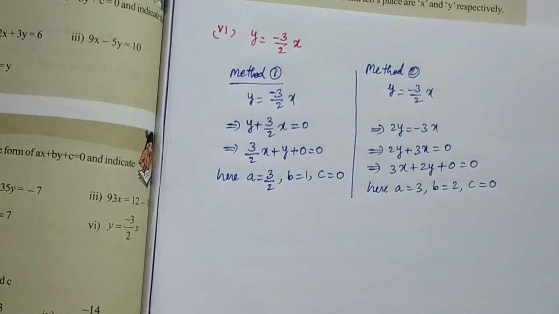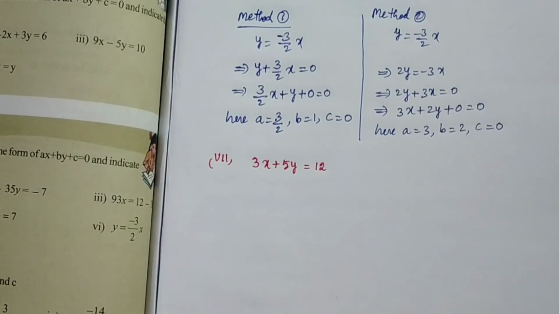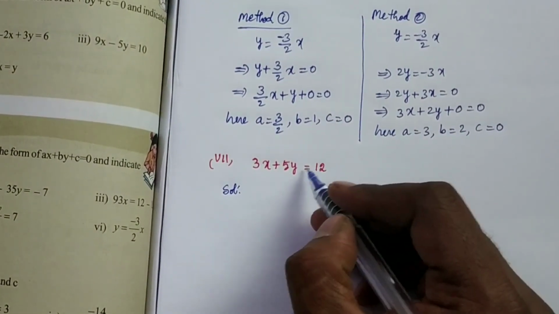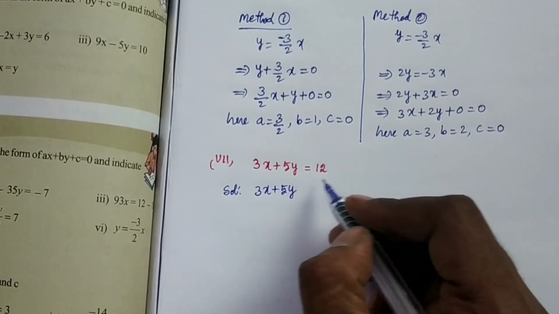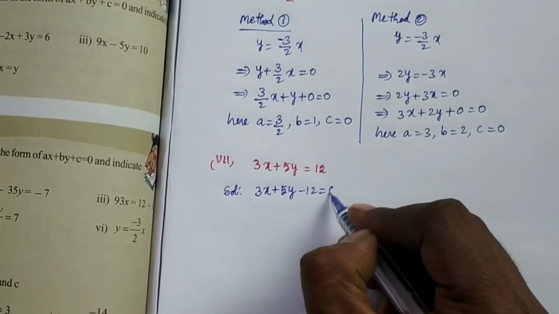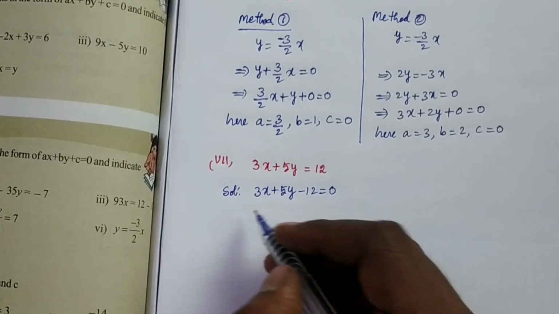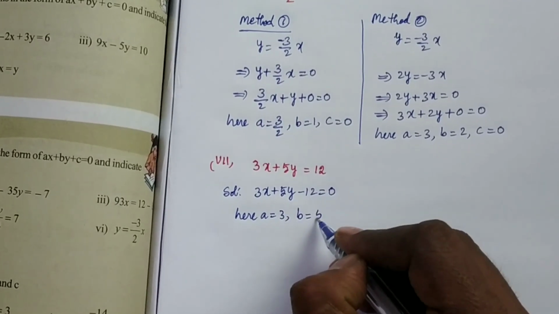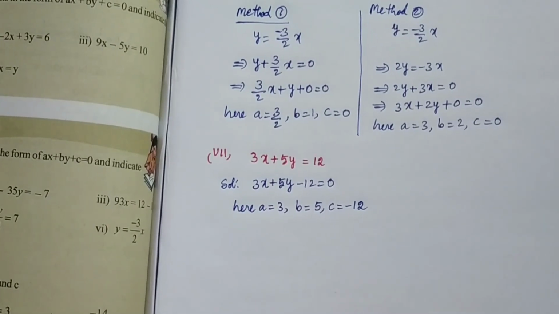So you can choose any one of these methods. Next one is 3x plus 5y is equal to 12. Now write it in the form of ax plus by plus c is equal to 0. Send 12 this side, then it will be 3x plus 5y minus 12 is equal to 0. So now it is in the form of ax plus by plus c is equal to 0. Here a is equal to 3, b is equal to 5, and c is equal to minus 12. So the first question is over.